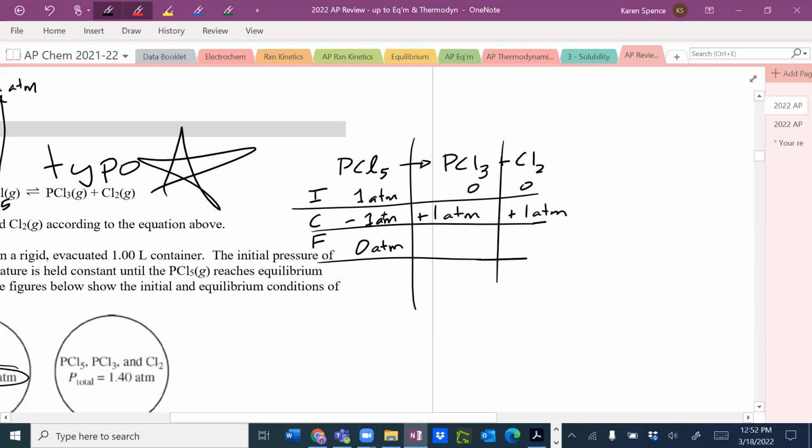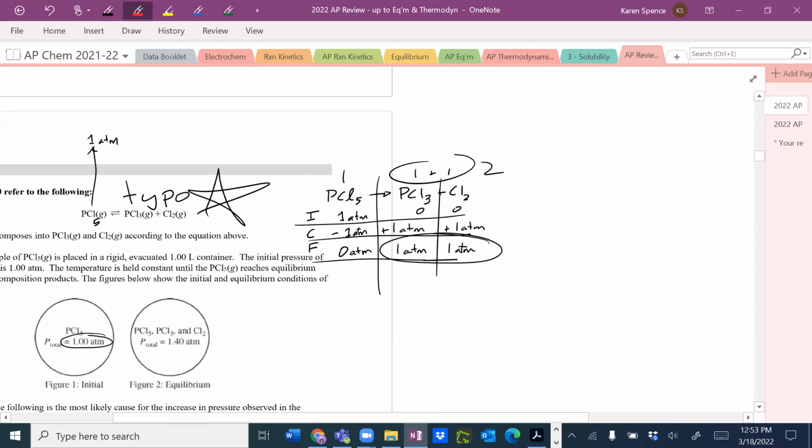Pressure and moles are directly related. So if you have a 1-to-1-to-1 mole ratio, you also have a 1-to-1-to-1 pressure ratio. And so that's going to be 1 atmosphere and 1 atmosphere, which means that at the end, you will have 2 atmospheres all together, because you went from having, say, 1 mole of gas to having 1 + 1 is 2 moles of gas. And so if you have 2 moles to 1 mole, that's going to be twice the pressure.